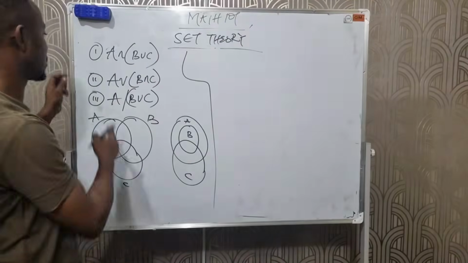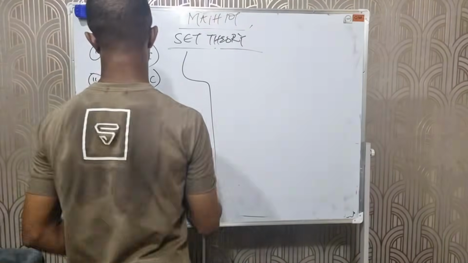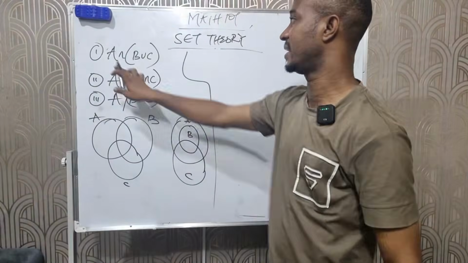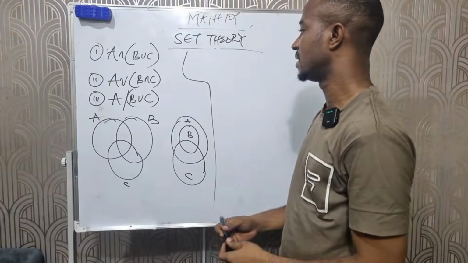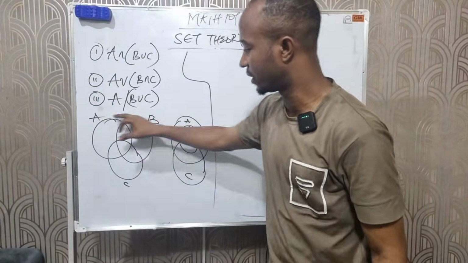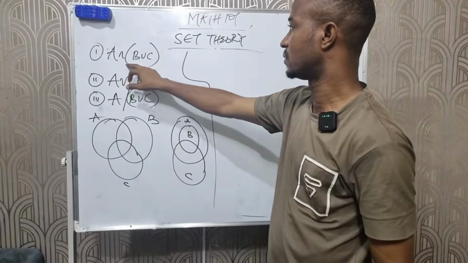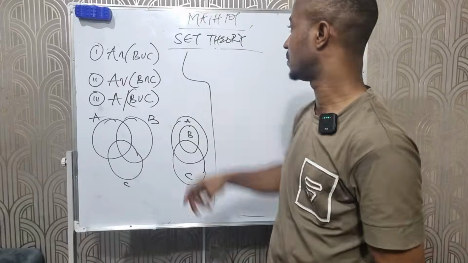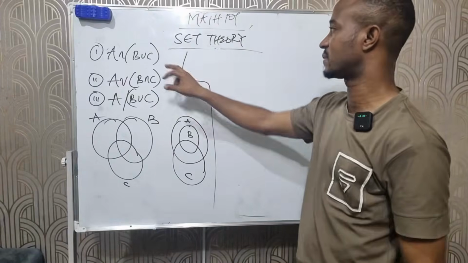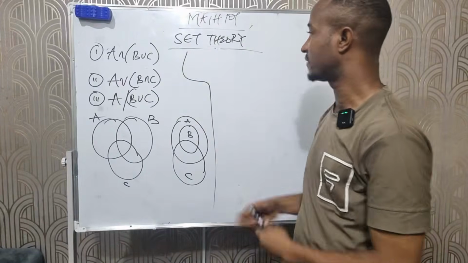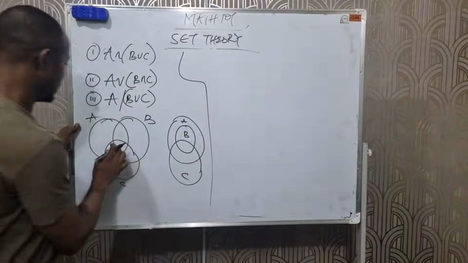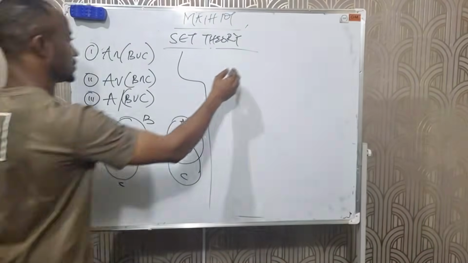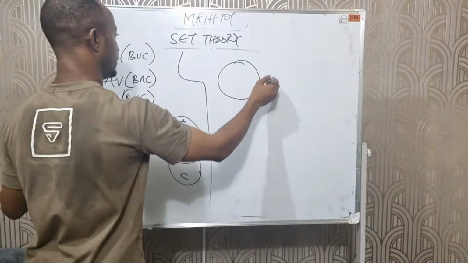Let's look at the first one. Look at this very well. The first one, we have to find A intersection B union C. Which of these parts are we going to shade to show this? The best way I can explain this is this: I have to bring this set out into 2. I'll bring it out this way.